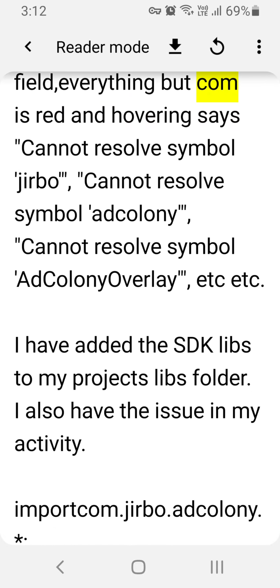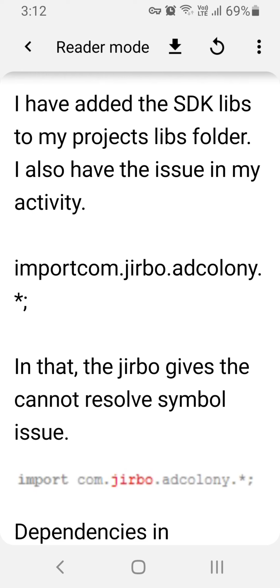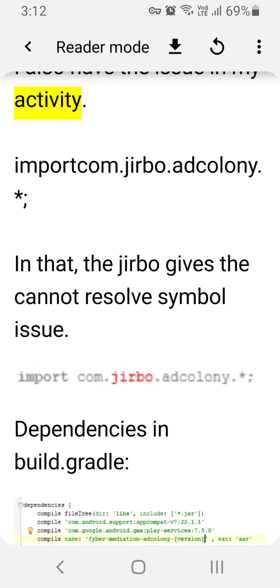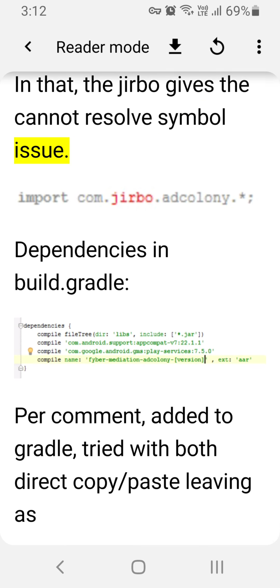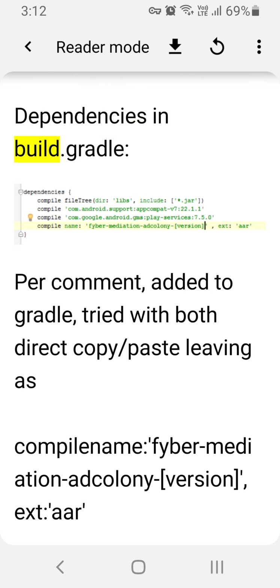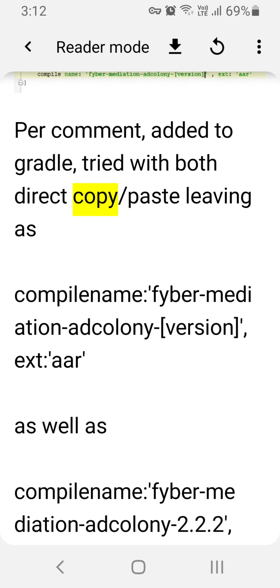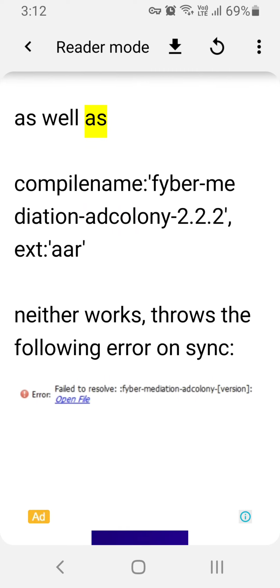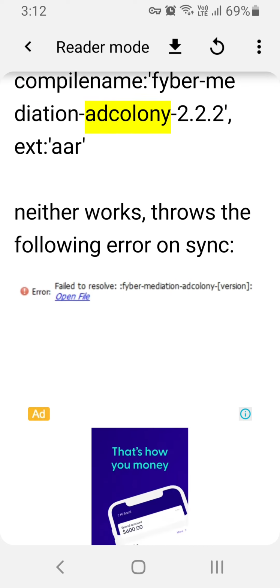In the android:name field everything but com is red, and hovering says cannot resolve symbol gerbo, cannot resolve symbol adpalini, cannot resolve symbol adpalini overlay, etc. I have added the SDK libs to my project's libs folder. I also have the issue in my activity, import com.gerbo.adpalini.*, in that gerbo gives the cannot resolve symbol issue. Dependencies in build.gradle, per comment, added to gradle, tried with both direct copy/paste, leaving as compile name fiber mediation adpalini minus version .tar as well as compile name fiber mediation adpalini minus 2.2.2 .tar. Neither works, throws the following error on sync.